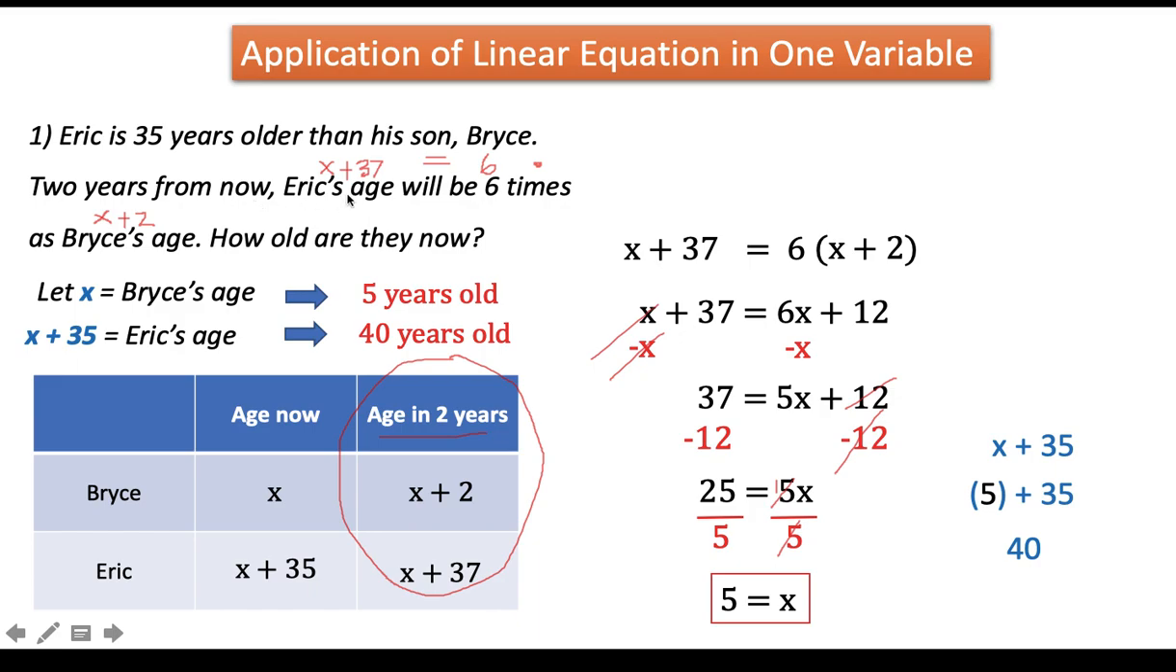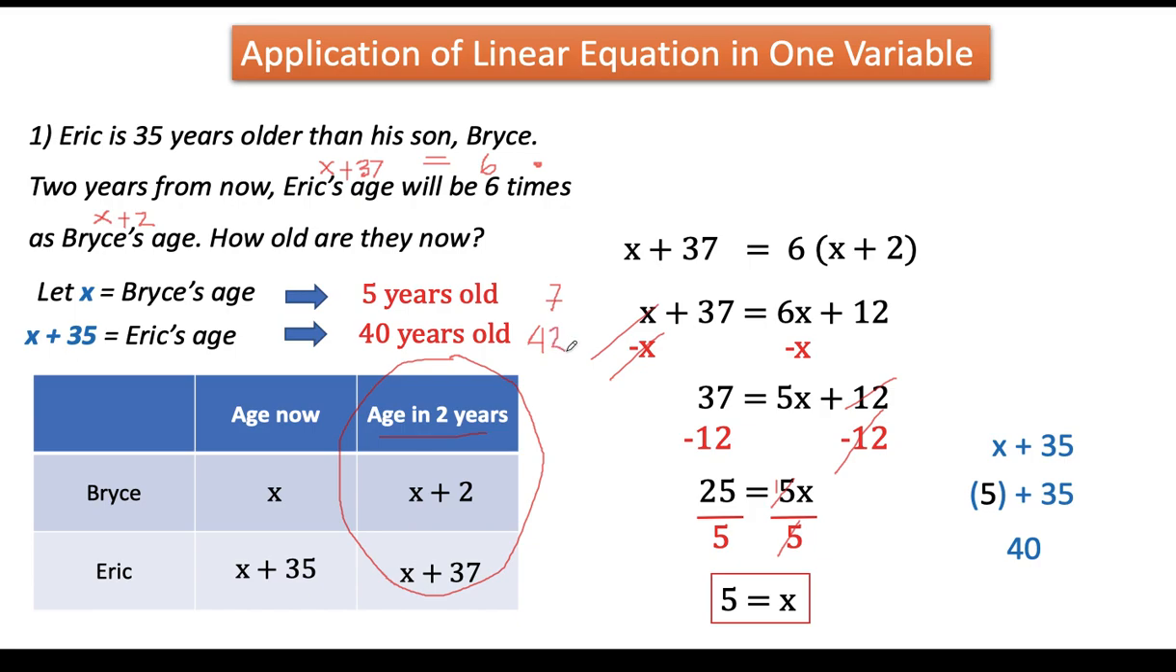Now, in 2 years, Eric's age becomes 6 times the age of his son. So that is in 2 years, which means we will add 2 to their current ages. So 5 plus 2 becomes 7. This will be the age of the son in 2 years. Then Eric's age becomes 42 in 2 years.